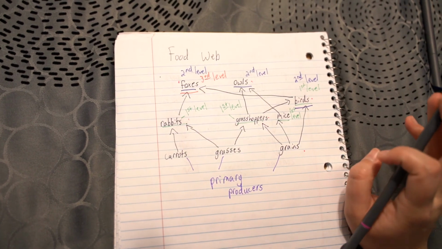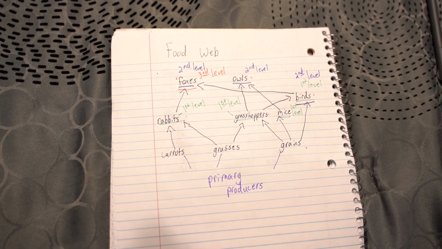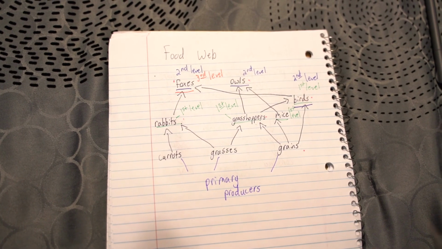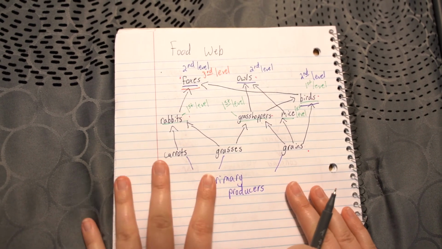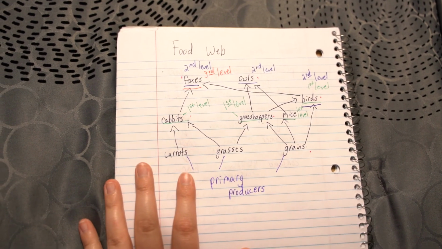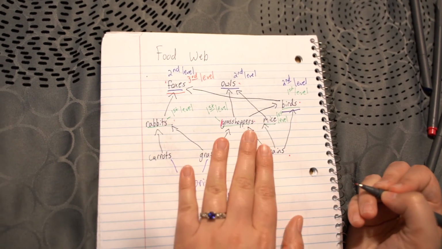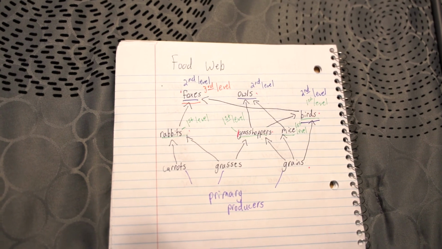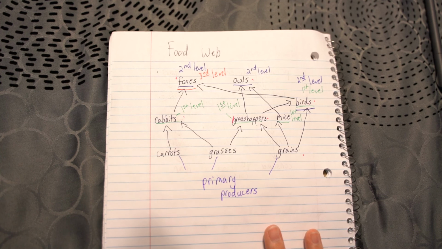So I'm going to leave you guys with one question to think about, and that is, think about different disturbances that could happen in this food web and what would happen to the ecosystem if that happened. For example, what if something happened and all of the grasshoppers were gone? How would that affect this ecosystem? I'm going to leave you guys with that.